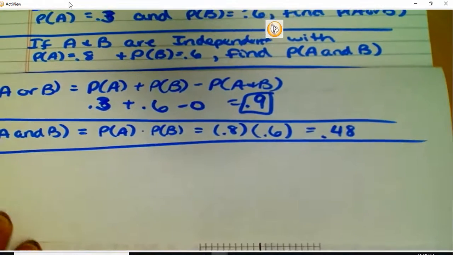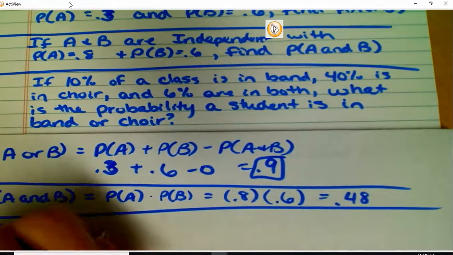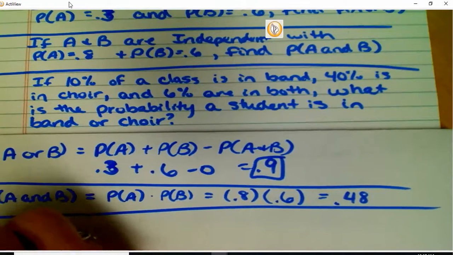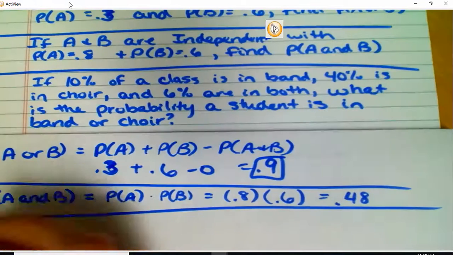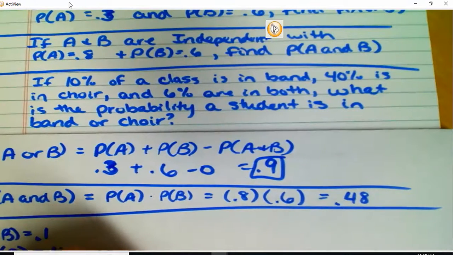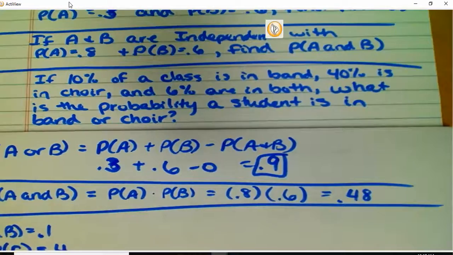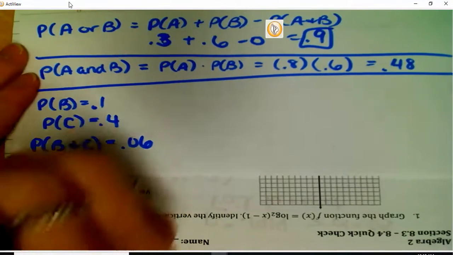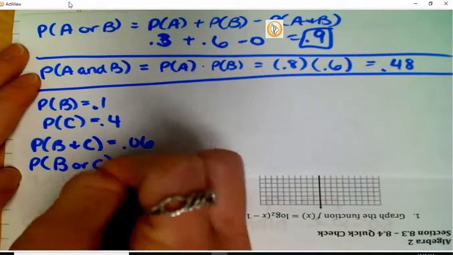Alright, so far so good? Now let's get into the more complicated one. So the probability of being in band was 0.1. Probability of being in choir was 0.4. The probability of being in both, B and C, is 0.06. So I strongly recommend making that list and writing out what you have. I want the probability of B or C.